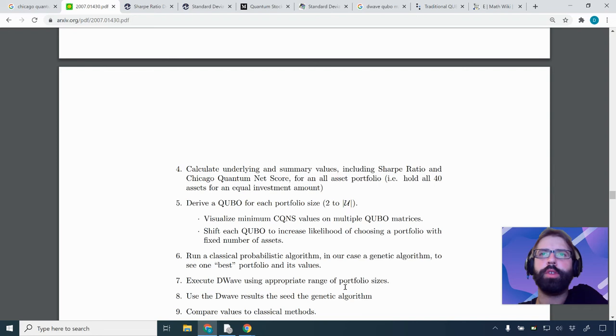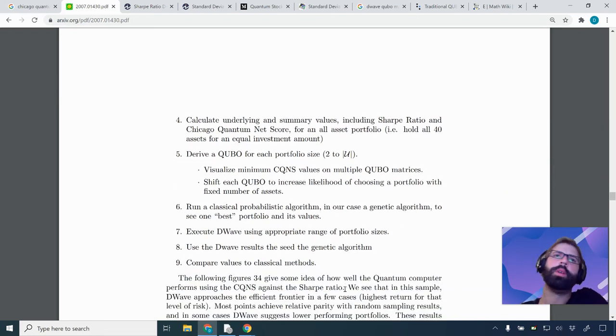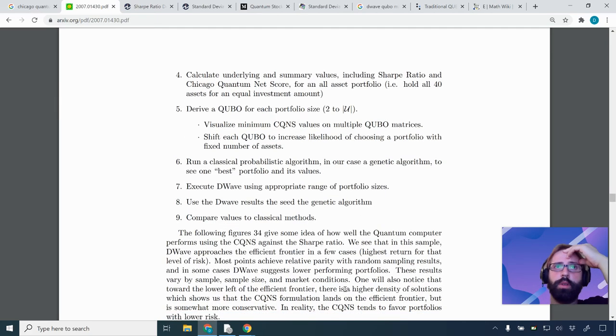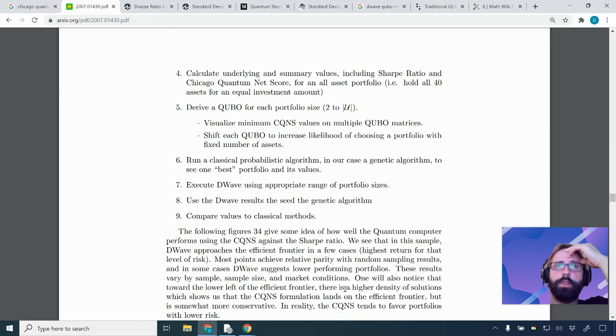D-Wave using appropriate range of portfolio sizes. D-Wave is also seen against the genetic algorithm, and compare values. The following figures 3 and 4 give some idea how well the quantum computer performs.